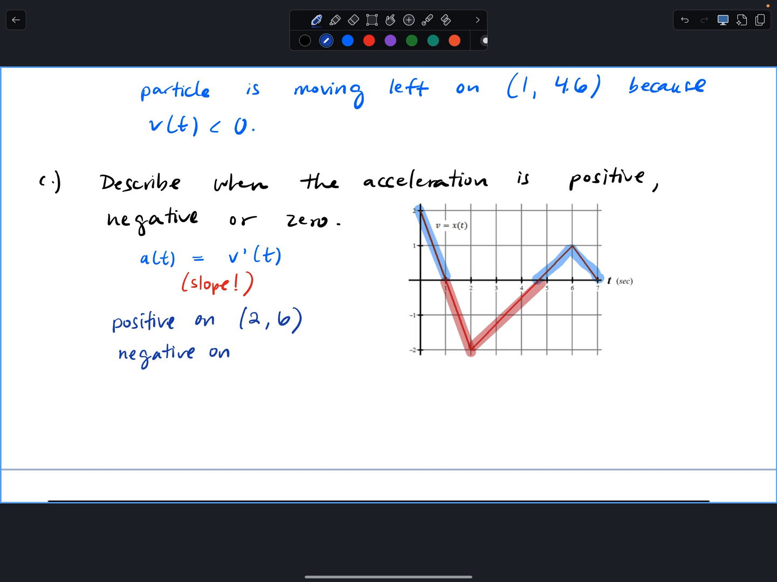Where is it going down? 0 to 2. Anywhere else? This is not on purpose, guys. These are my same problems from last year. Okay. Is it 0 anywhere? So is there anywhere where the graph looks like this? No. So 0. Where does it say no intervals? Okay.